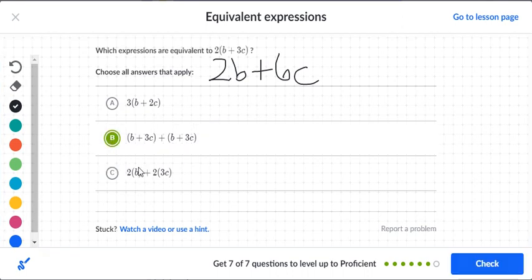Now right here, if we multiply here, 2 times b is 2b, we got that. 2 times 3 is 6c, so we got that. So again, choose all answers, so we know that's going to be more than one answer there, so it's going to be B and C.